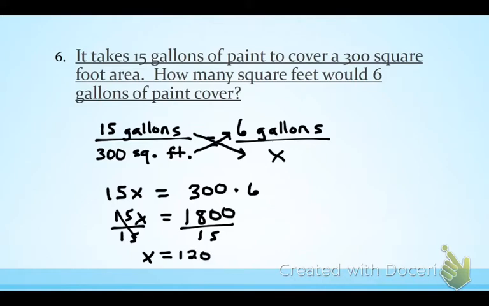120. Now, go back to the question. It says, how many square feet would 6 gallons of paint cover? So what's my answer? 120 square feet. Once again, whenever you have a story problem, you must have units attached, otherwise it's not correct.